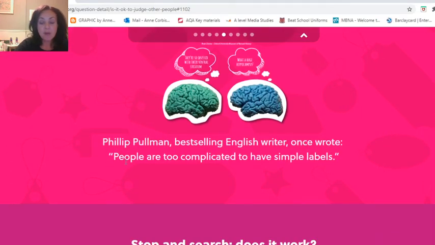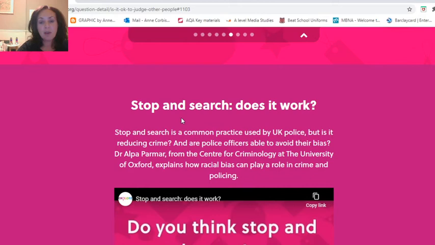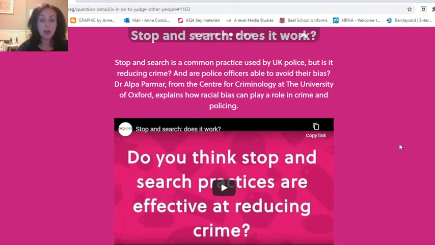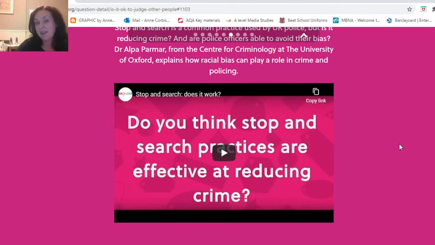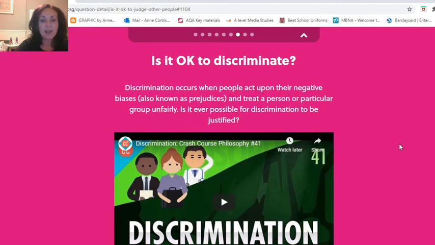Philip Pullman once wrote, "People are too complicated to have simple labels." I like that. So should we judge people? Should we label people and then judge them? And then there's, this is in the news at the moment, it's very topical, stop and search. How does it work? Lots of people of colour have said that they are unfairly stopped and searched by police, and the data does show they're stopped and searched more than white people. So is there some sort of judging going on there by the police? Is it okay to discriminate?